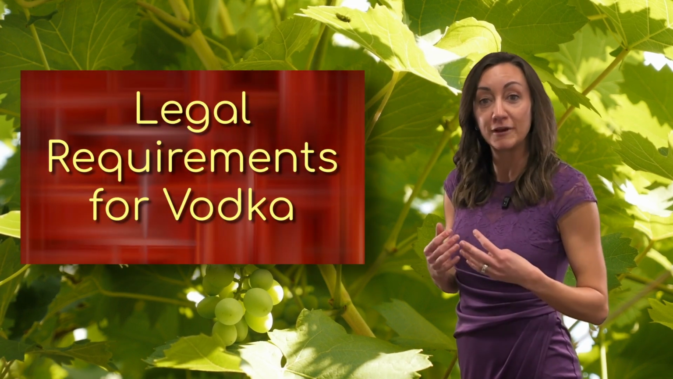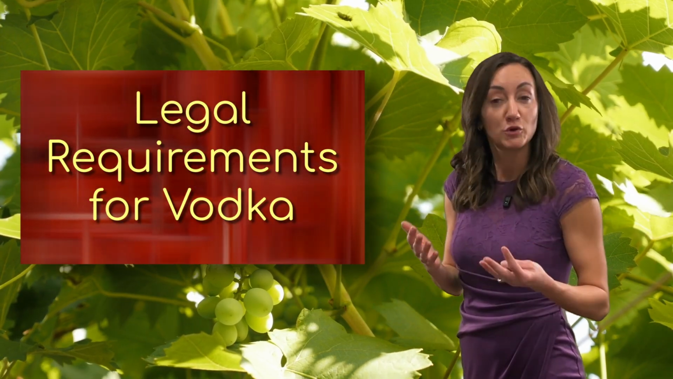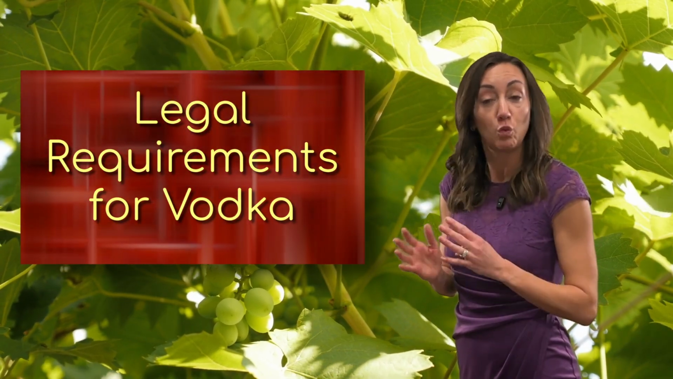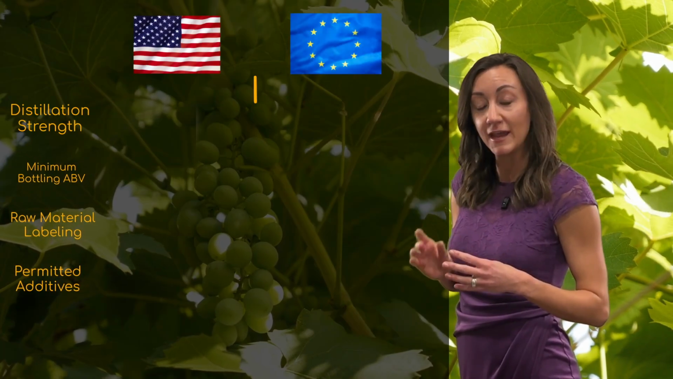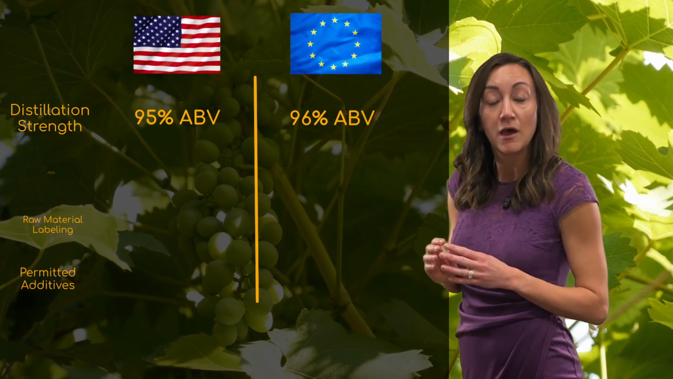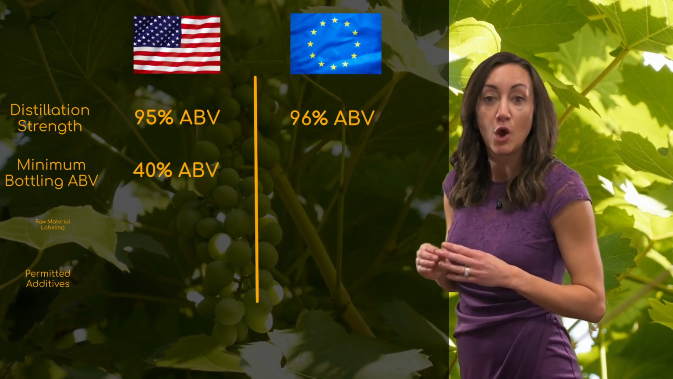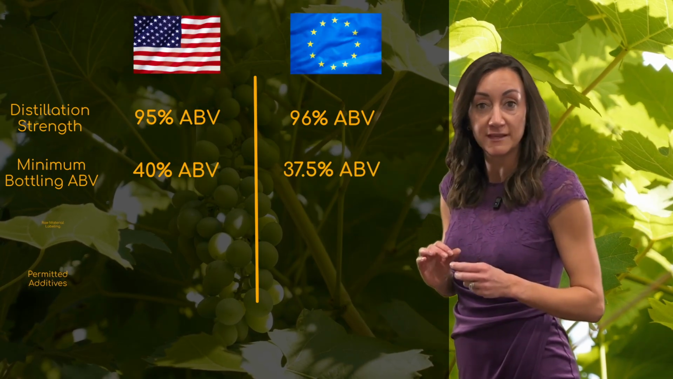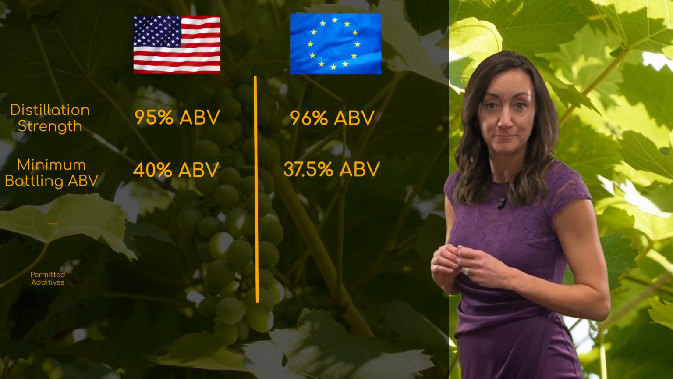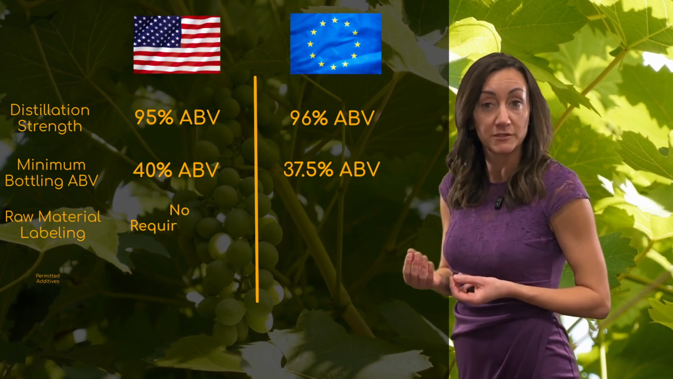Speaking of law, the production of vodka is controlled by distinct legal frameworks, and we'll look specifically at the US and the EU. Most distillers globally tend to follow one of these two frameworks. As a reminder, US has a distillation strength of 95% ABV at minimum, and EU has 96%. But the US has a higher minimum bottling strength of 40%, whereas EU is lower at 37.5% minimum ABV. US law has no specific requirements for labeling the raw material source.